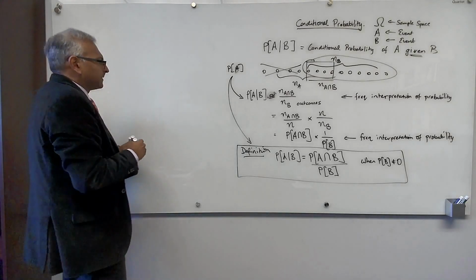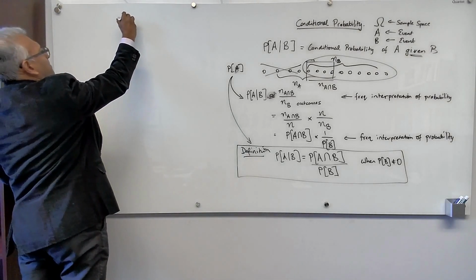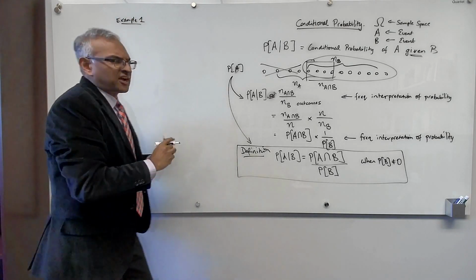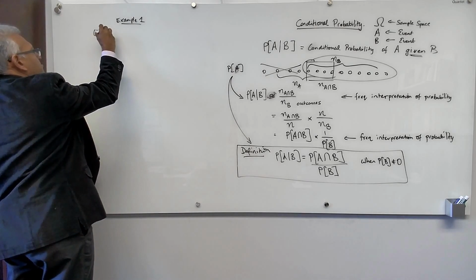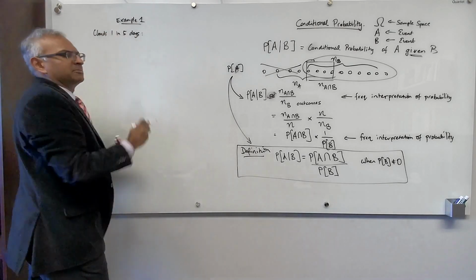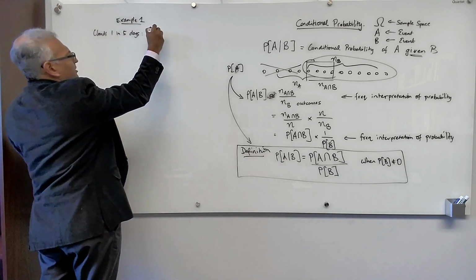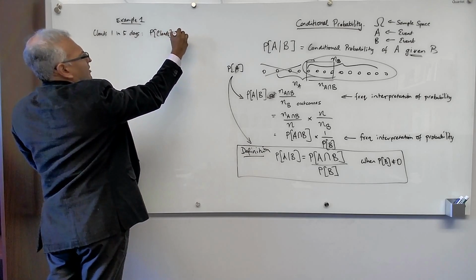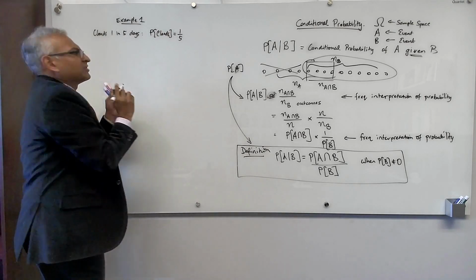Example 1. It's cloudy 1 in 5 days. So clouds 1 in 5 days. Okay, so what that means is if you picked a random day, the probability, the chances of clouds are 1 in 5. Okay, it rains 1 in 7 days.